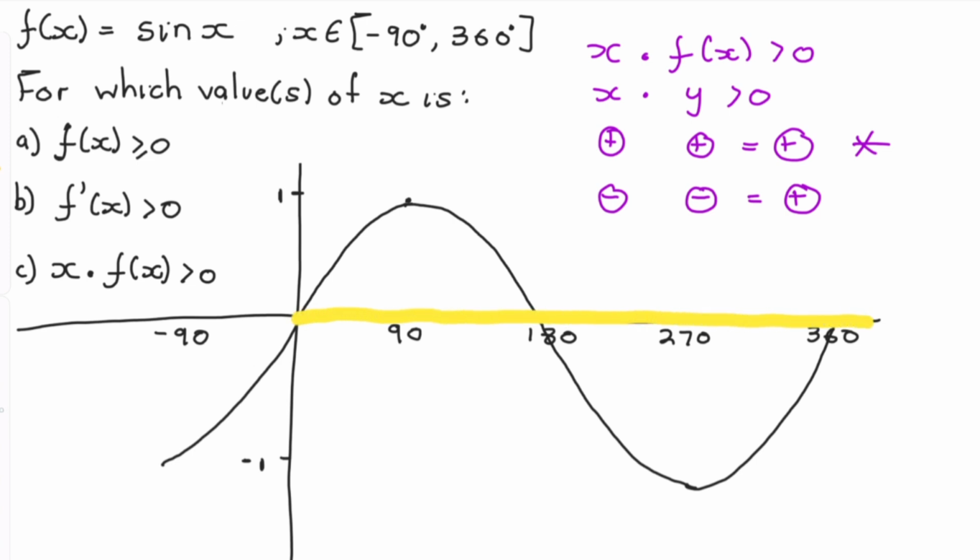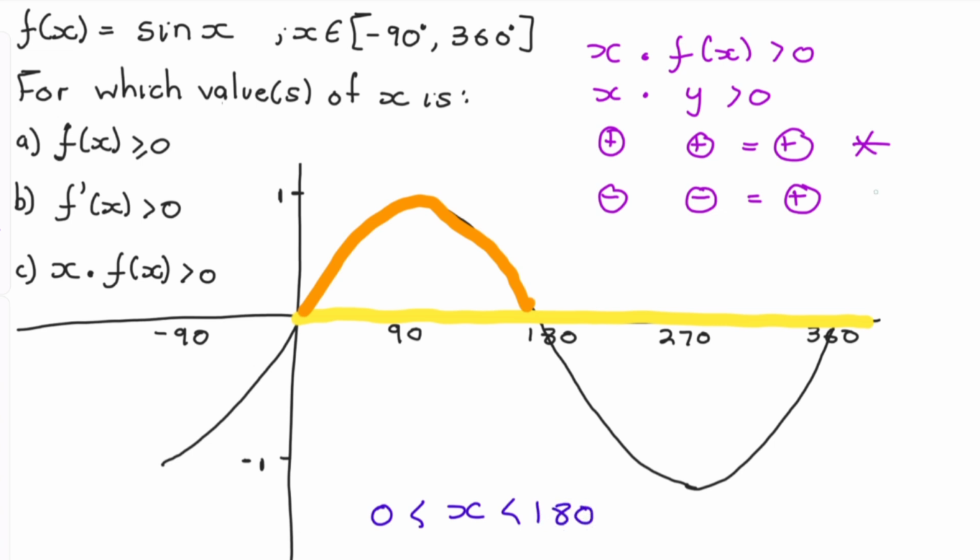And then now we have to look for where f of x is positive, meaning that f of x is above the x-axis, and that would be over here. So then our answer would be between 0 and 180. So the first solution would be when x is greater than 0 but less than 180.